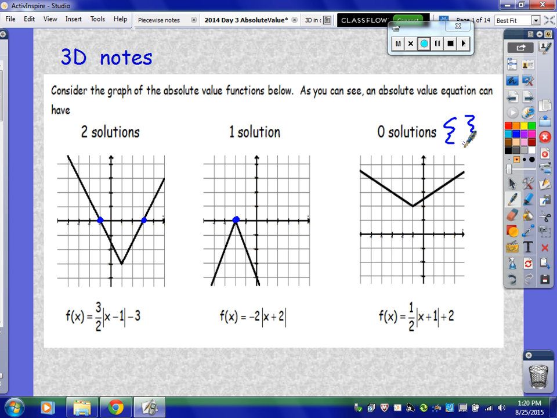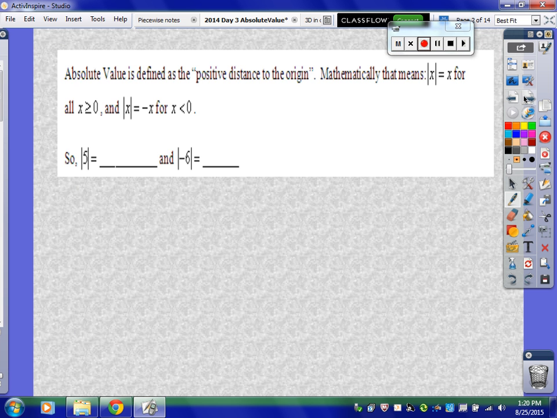So let's go back and do the algebra behind it. We've graphed and we can see what it looks like graphically, but let's do the algebra. First of all, what is the definition of absolute value? Absolute value is defined as the positive distance to the origin. Mathematically, that means that the absolute value of x equals x for all values of x greater than or equal to 0, and the absolute value of x is equal to the opposite of x for all x less than 0.